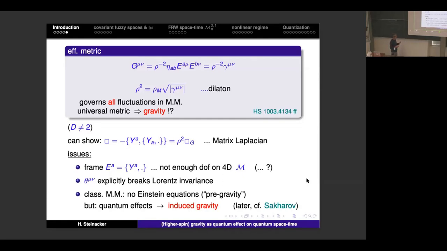And then we do that, and then the quantum effects will include the Einstein-Hilbert action. So that's very much expected in the sense of Sakharov. I mean, whenever you have a dynamical quantum field theory on some background, you always expect that there will be an Einstein-Hilbert action, but you should compute it, and I will actually show you how to compute it. So that's how to think of this. So the matrix model itself will not give you general relativity, but it's a pre-gravity theory, which you should quantize.